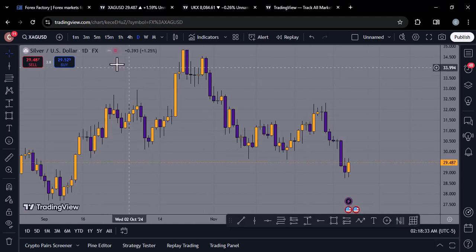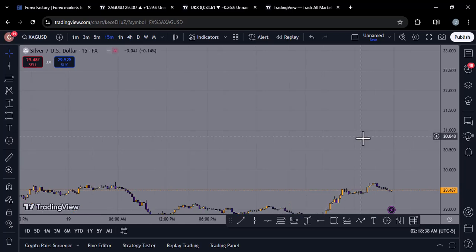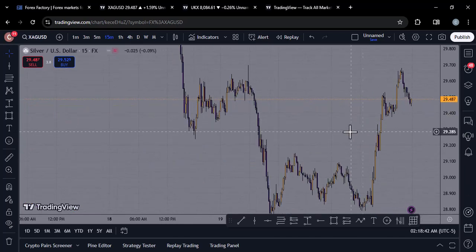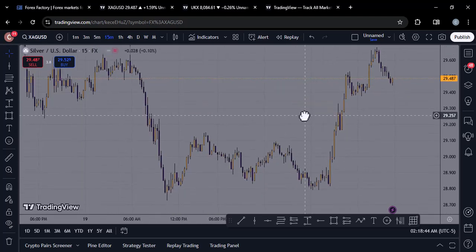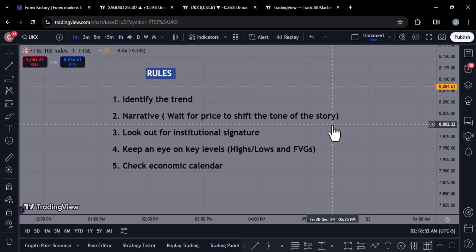Now, I trade on 15 minutes and 1 hour. I like trading on lower time frames because it helps me risk very little and have a very nice target. So I transposed to the 15 minutes chart. Let's go back to the rule. Narrative: wait for price to shift the tone of the story. Make sure price uses the body to displace a high or low before you talk about changing your stance.